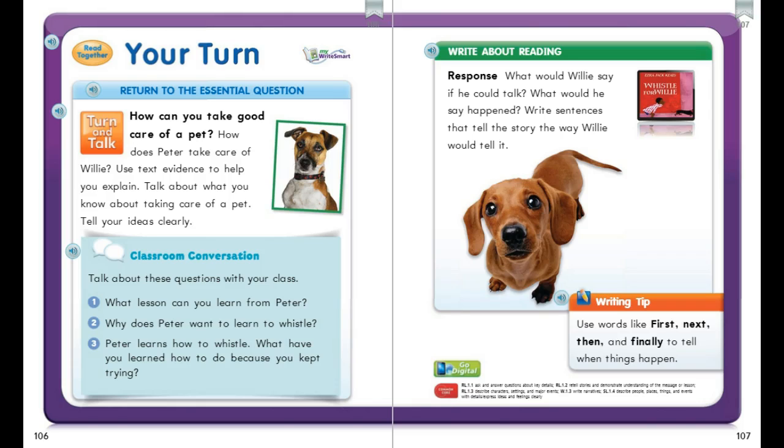You're right about reading. What would Willie say if he could talk? What would he say happened? Write a few sentences that tell the story the way Willie would tell it. Your writing tip is to use words like first, next, then, and finally to tell when things happen. You can write about this on a sheet of lined paper or in your composition notebook.